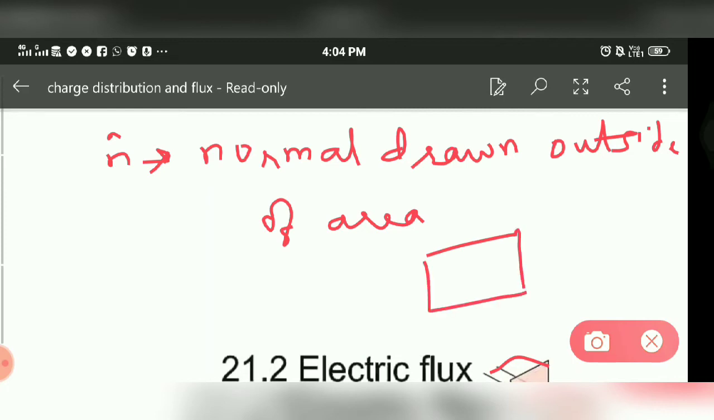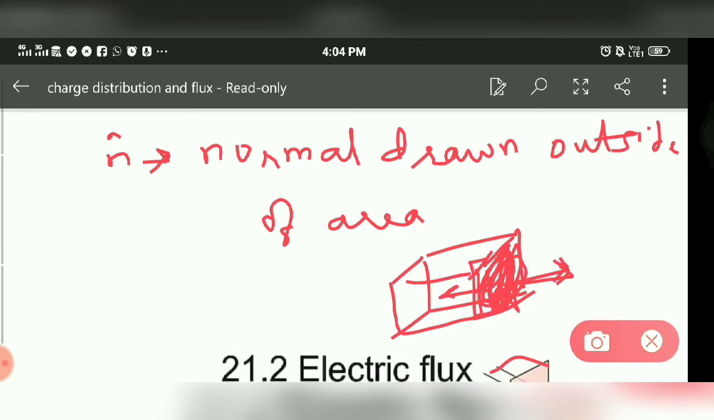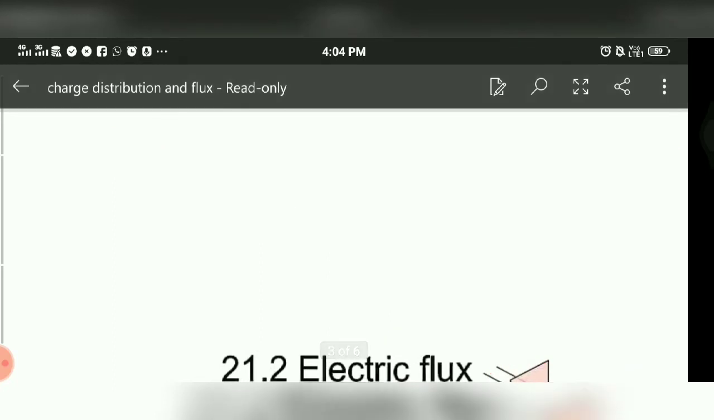Suppose this is a cube. Take this side of the cube. For this area, the outside direction is this one, this is the inside direction, this is the outside direction. If I draw a normal, meaning 90 degrees to this area in the outward direction, this gives the normal of this area, that is n cap. For this face, if I take a normal in the upward direction, this is outside. If I take it in the downward direction, that will be inside.